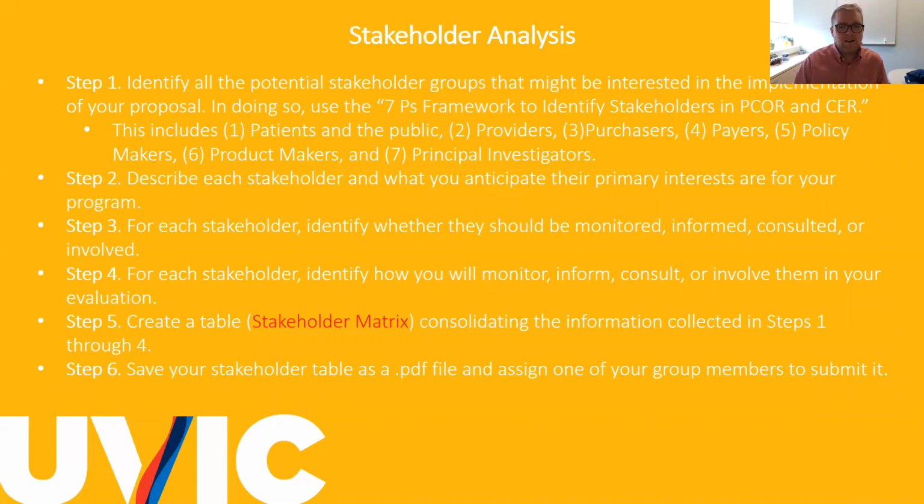Step 2 is to describe each of the stakeholders and what you think their primary interests are. You also want to talk about whether they should be monitored, informed, consulted, or involved, which are the 2x2 framework that we discussed earlier. And then also explain how you will monitor them.